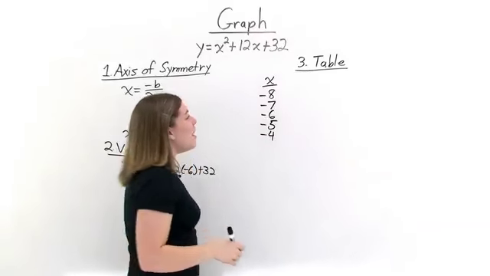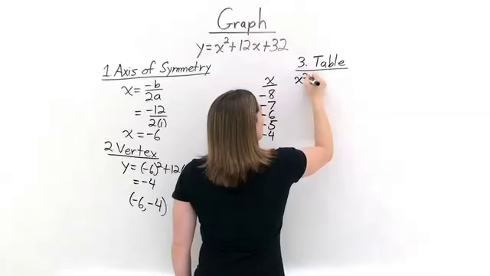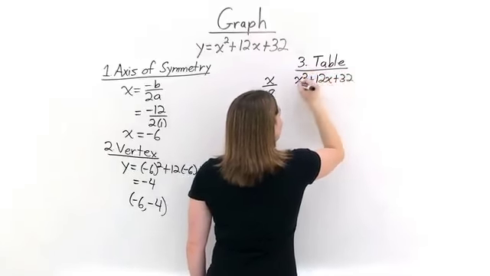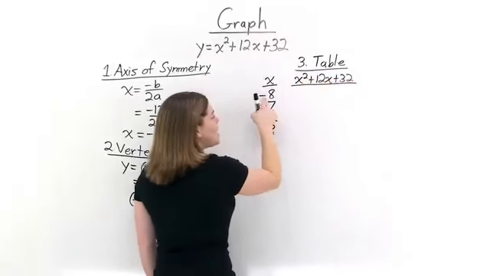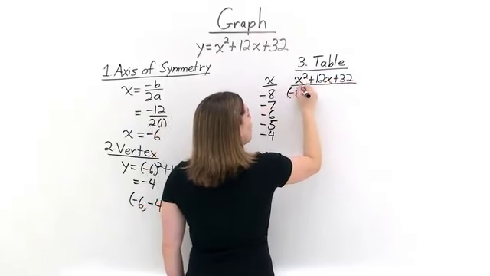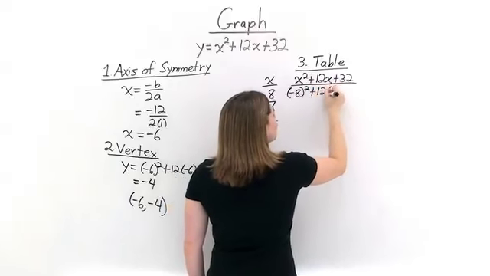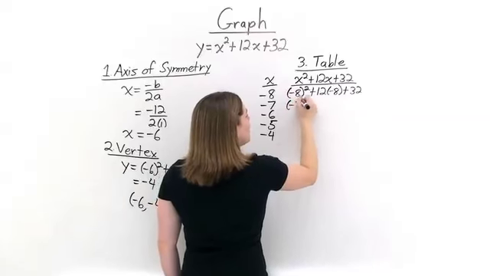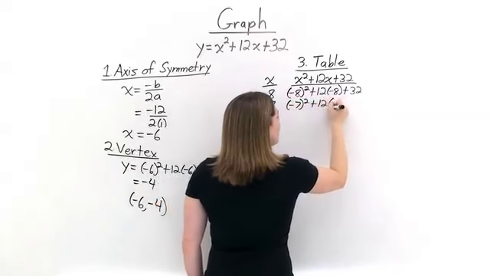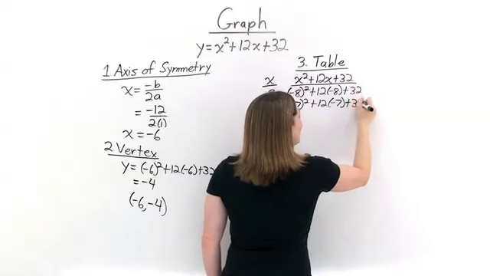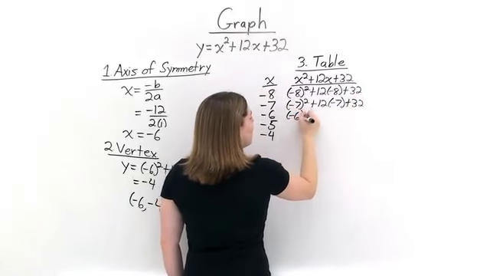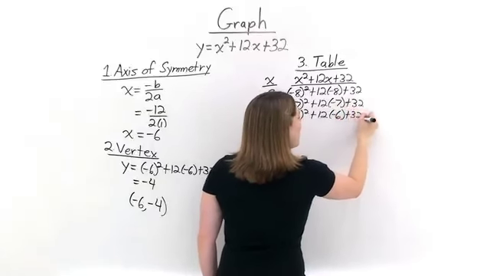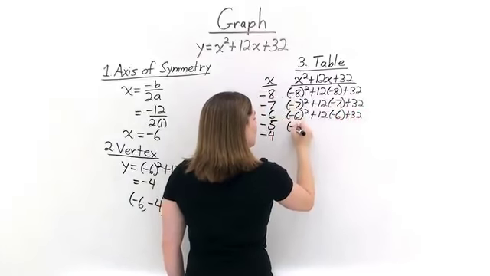Great. Now to find our y value, we need to plug that x value into our equation and solve for y. So we need to take negative 8 and plug it in. We get negative 8 squared plus 12 times negative 8 plus 32. Then we repeat this for negative 7, negative 6, and so on. This will give us a good amount of points to graph so that we have a good idea of what our parabola is doing.